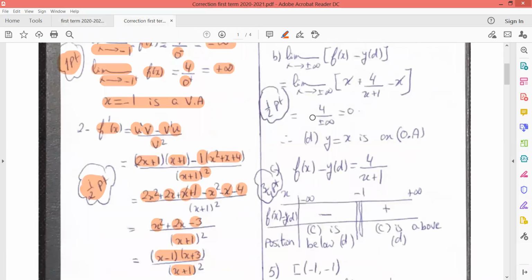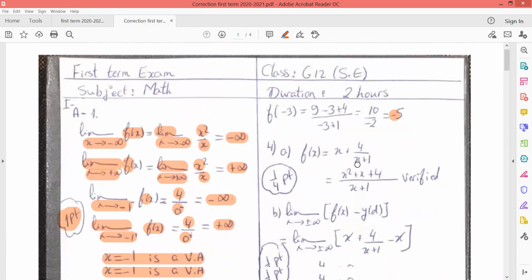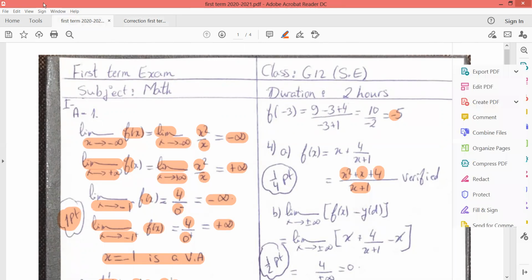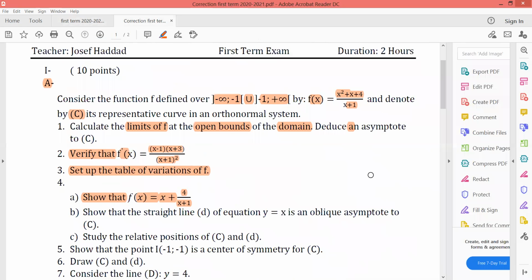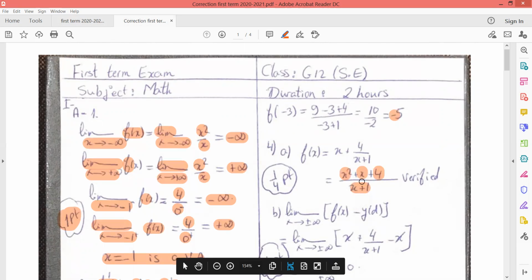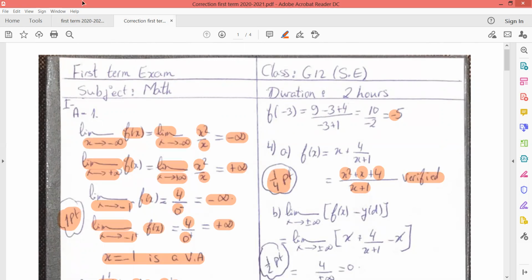So by taking the common denominator on the right side, the common denominator is x plus 1. x times x is x squared. x times 1 is x, plus 4 over x plus 1. This one is f x. x squared plus x plus 4. Here it is x squared plus x plus 4, which is verified. So 1 over 4 point. It is not difficult.